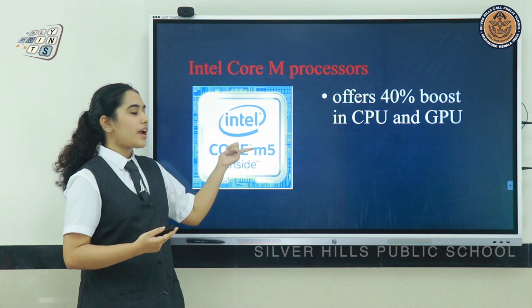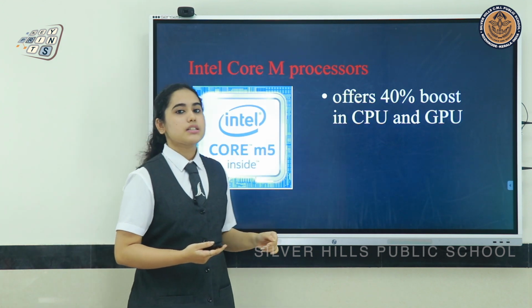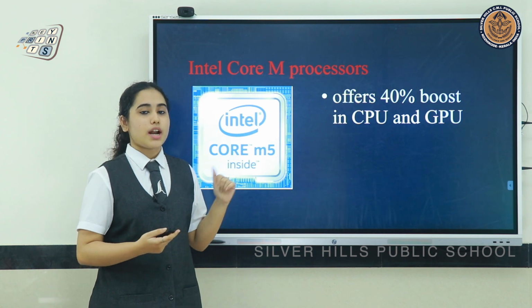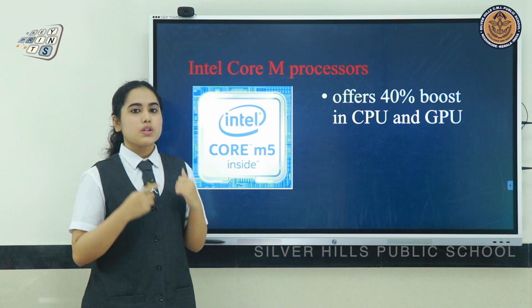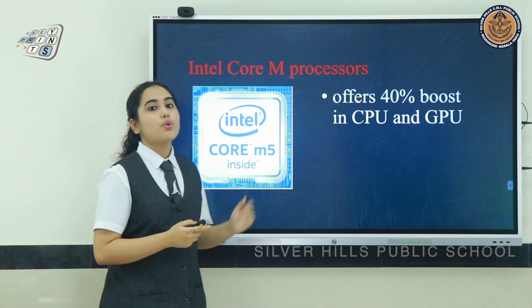This is an example for Intel Core M series. It offers the users 40% boost for CPUs and GPUs. Now we learned what CPU is, that is the central processing unit for your desktops. Now GPU, which is the graphics processing unit, is for your mobile phones, so they provide 40% more boost to it.